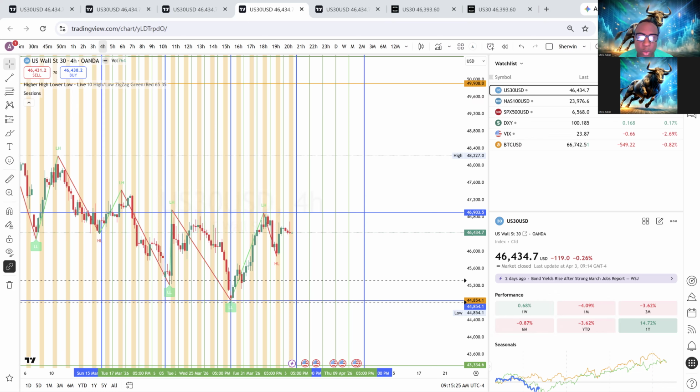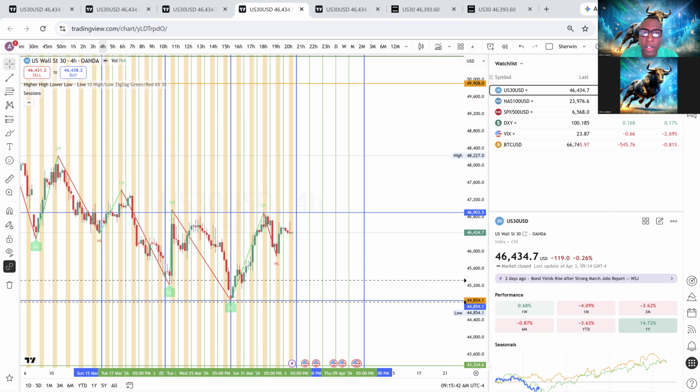Today, I'm just going to do a quick video to talk about how to identify when the market, US 30 in particular, is consolidating. All right, how to identify if the US 30 is consolidating.